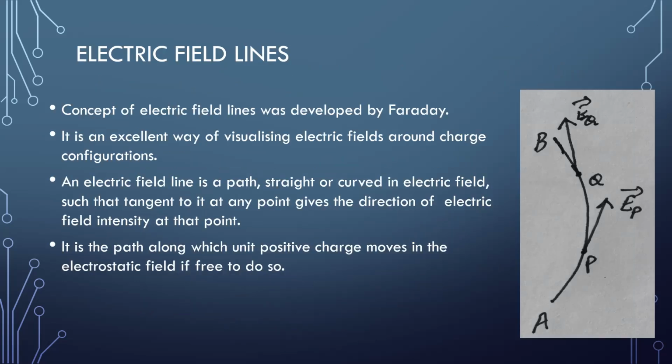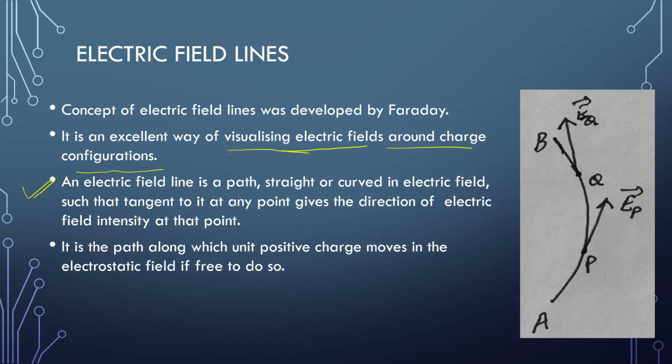Now we move on further, and we talk about what electric field lines are. This is a very important concept, electric field lines, and first of all it's a visual concept. It means this whole concept is imaginary, you have to visualize it, and this concept was developed by Faraday. It's a very excellent way of visualizing electric fields around charge configurations, whether they are discrete charges or continuous charge distributions. So we can visualize the electric field around a charge which we have.